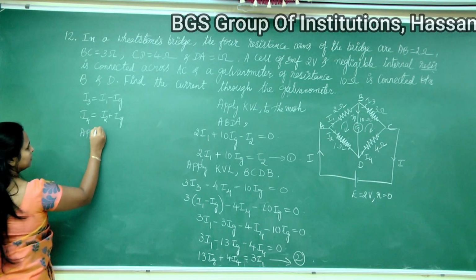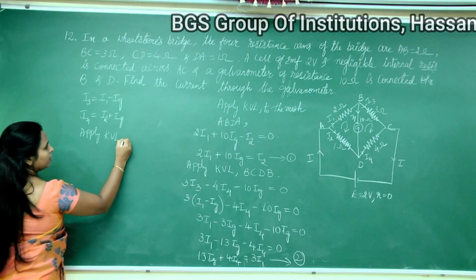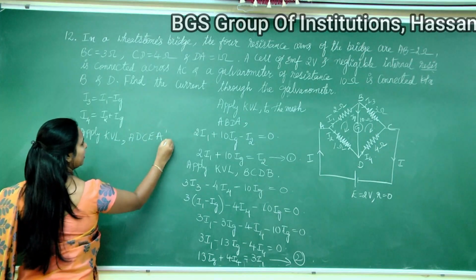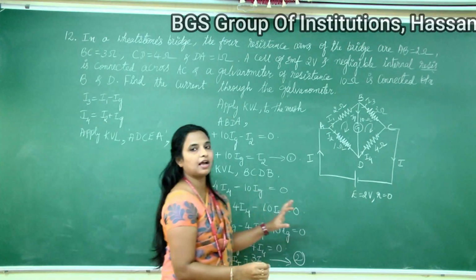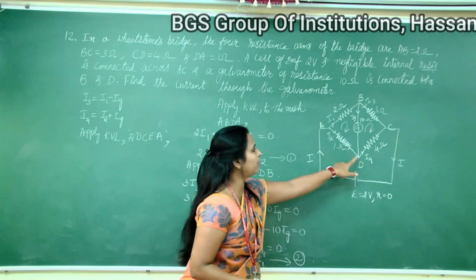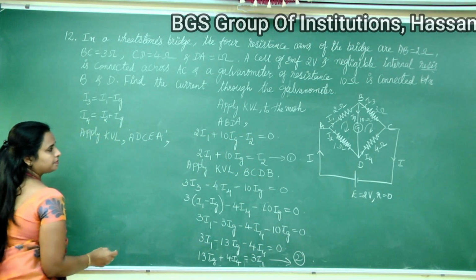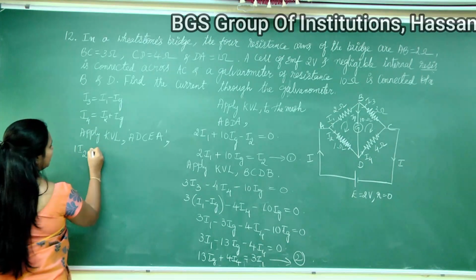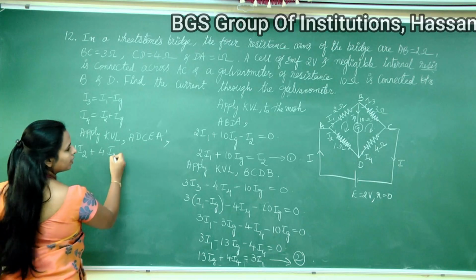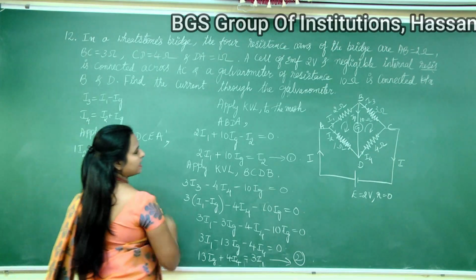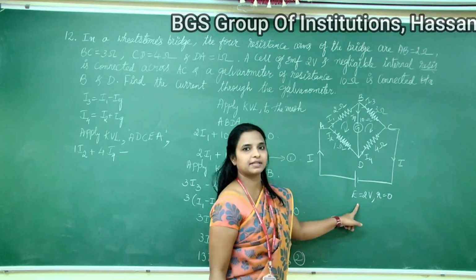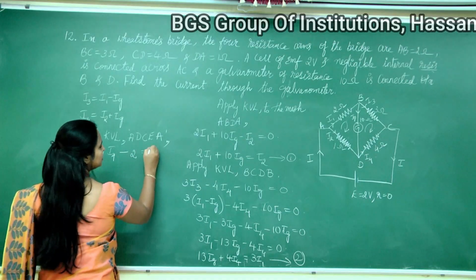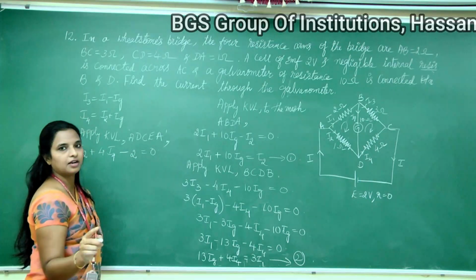Apply KVL to the mesh ABCEA. So apply ಮಾಡಿದ್ರೆ ಇದು ಕೂಡ ನಾವು ಕ್ಲಾಕ್ವೈಸ್ ಅಲ್ಲಿ ತಗೊಳ್ಳೋಣ. I2, I4 ಸೇಮ್ ಡೈರೆಕ್ಷನ್ ಅಲ್ಲಿ ಇದೆ ಕ್ಲಾಕ್ವೈಸ್ ಅಲ್ಲಿ, and it is taken as 1 times I2 plus 4I4 minus, ನೋಡಿ minus ಯಾಕೆ ಬಂದೆ, because we got the negative terminal of the cell, so it is minus 4 equals 0. ಅಲ್ಲಿ ಯಾವುದೇ ರೀತಿಯಾದಂಥ ಇಂಟರ್ನಲ್ ರೆಸಿಸ್ಟೆನ್ಸ್ ಇಲ್ಲ ನಮಗೆ.